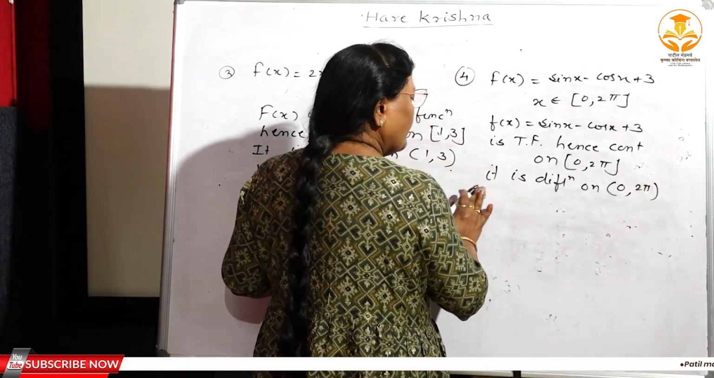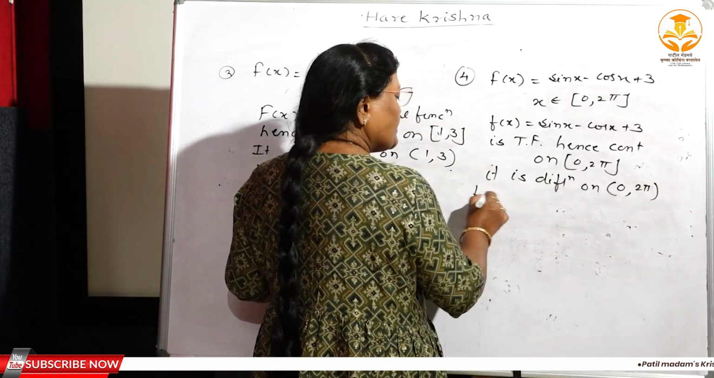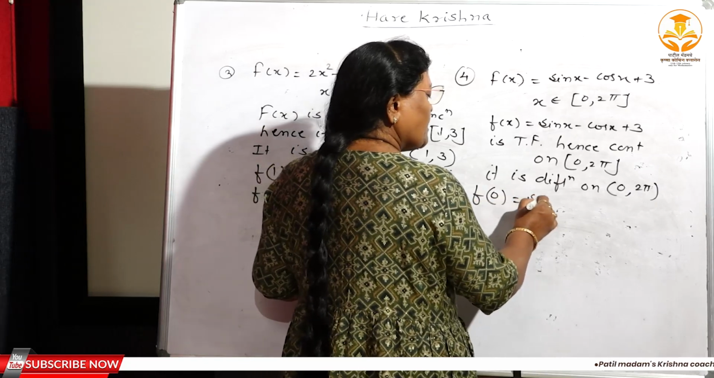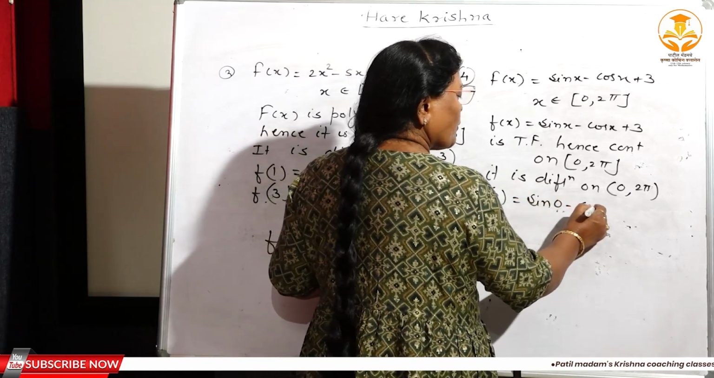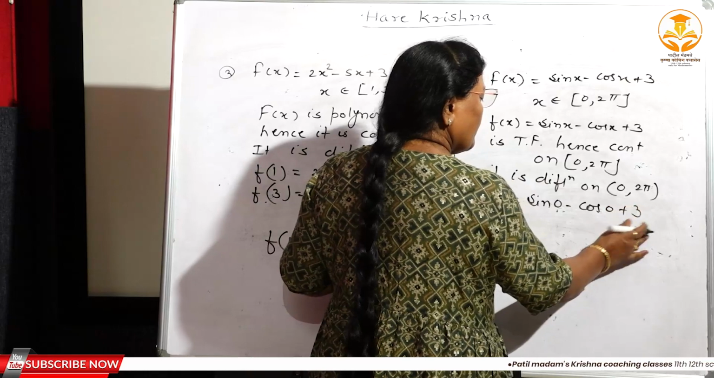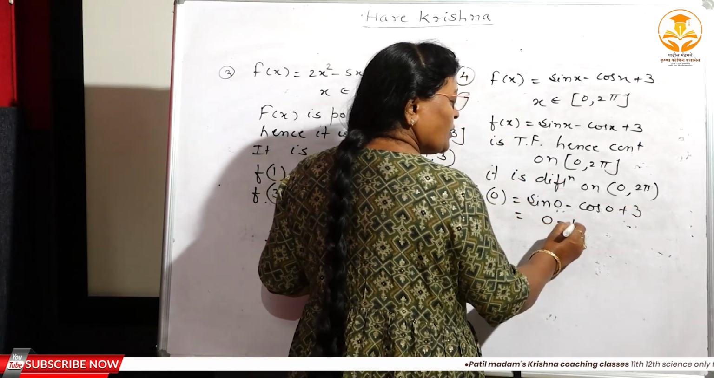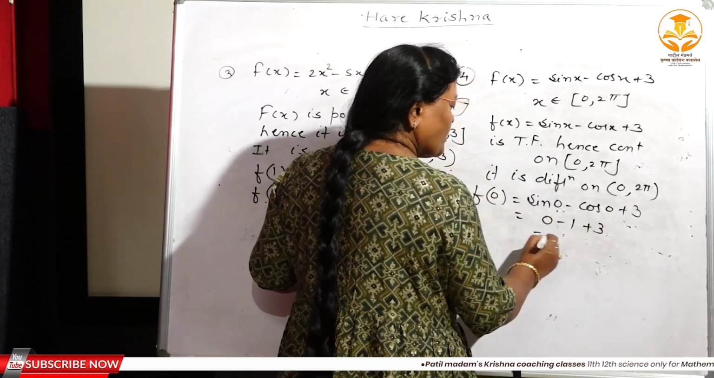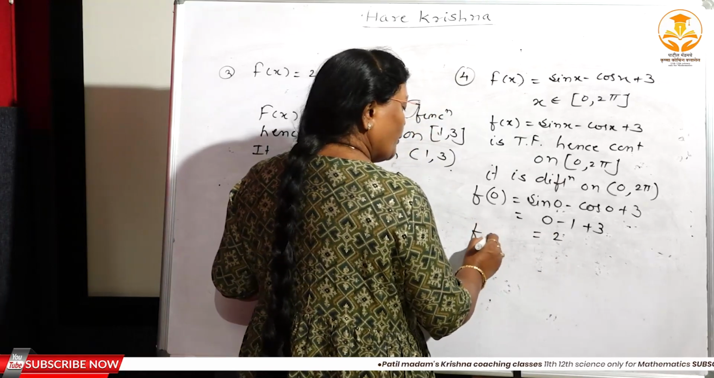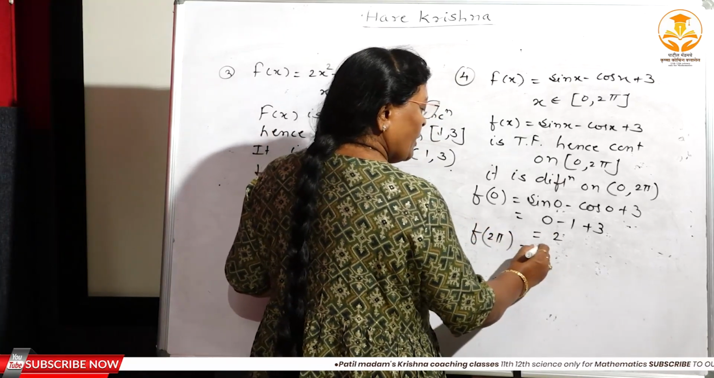There again, we want to find out f of 0. F of 0 means sin 0 minus cos 0 plus 3. Sin 0 is 0, cos 0 is 1, plus 3. 3 minus 1 is 2.